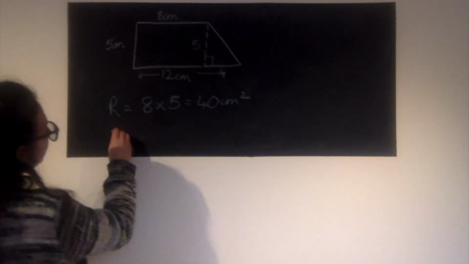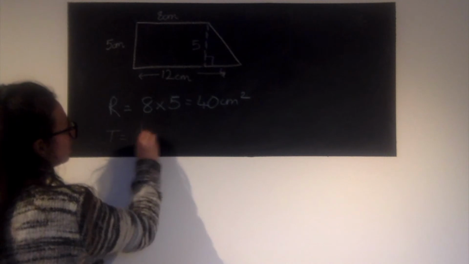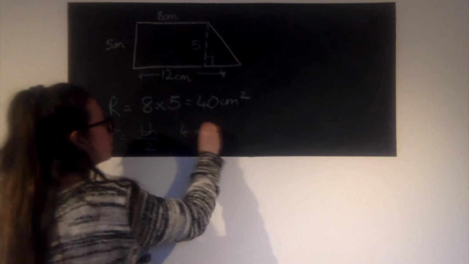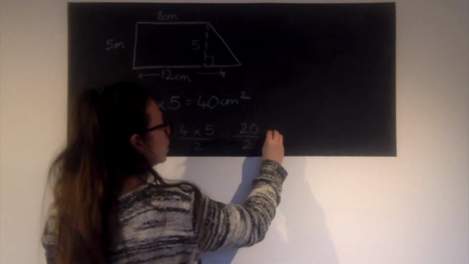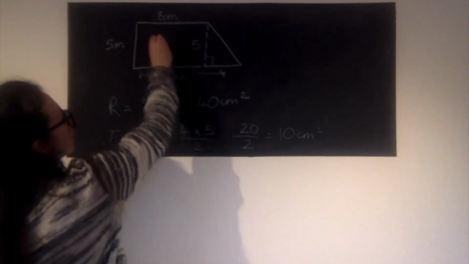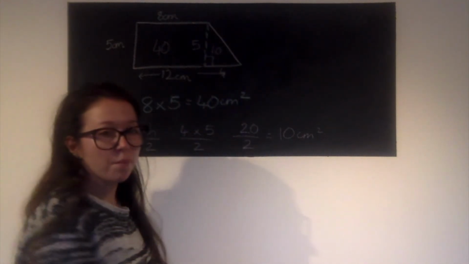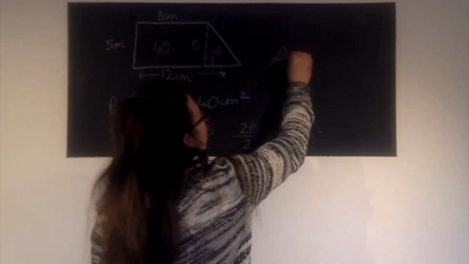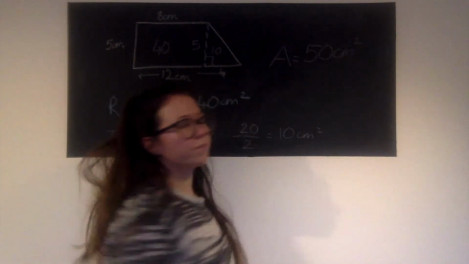So now we can work out the area of our triangle. Remember, the formula for this is base times height divided by 2. So the base, 4 times 5 divided by 2. 4 times 5 gives us 20, divided by 2 gives us 10 centimetres squared. So I know the area of my rectangle is 40, area of my triangle is 10, area of my compound shape, I need to add them together, 40 add 10, the area equals 50 centimetres squared. Well done if you got that.